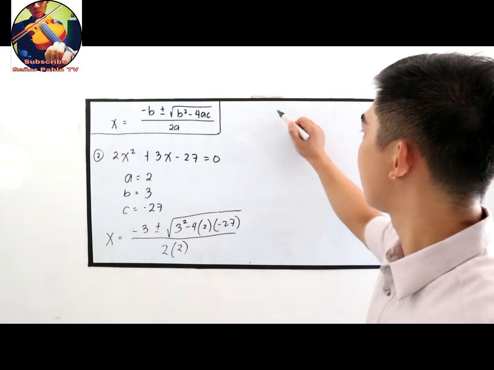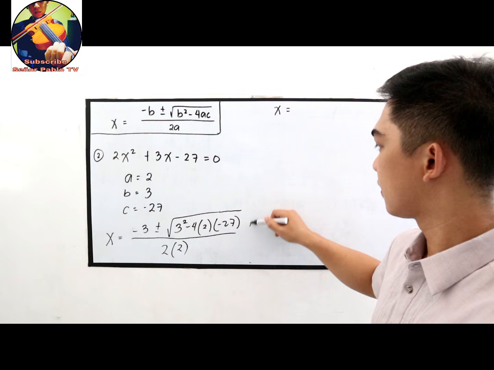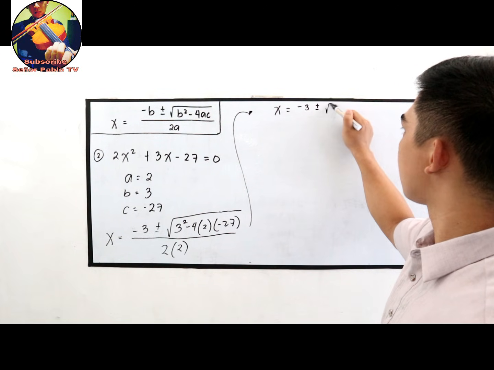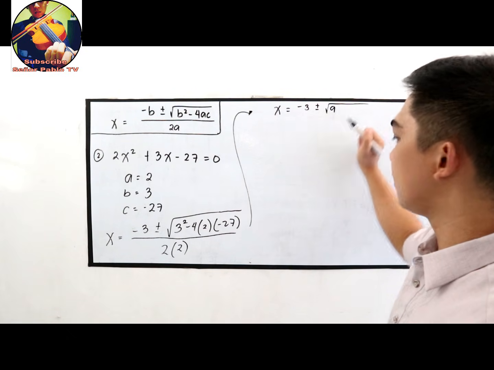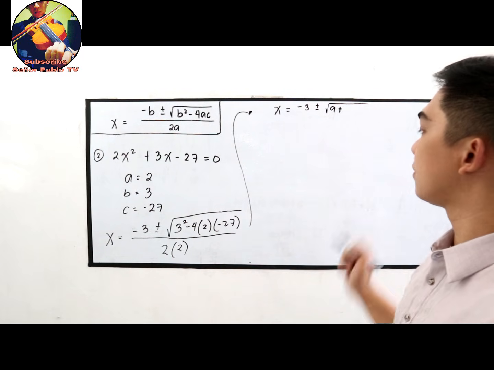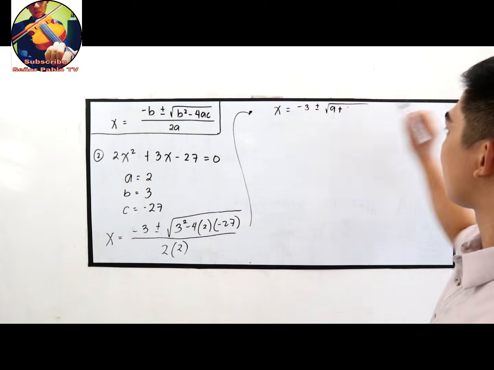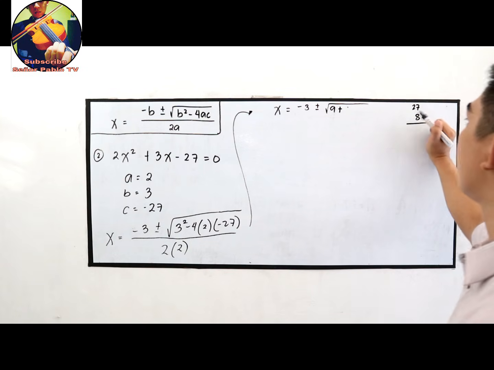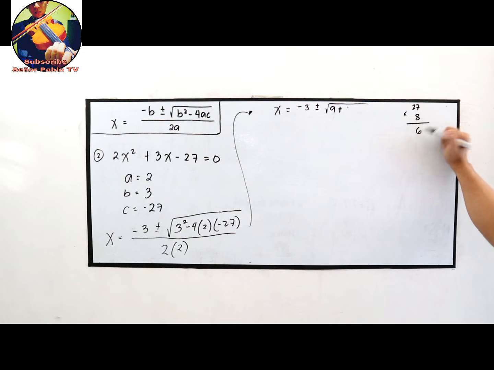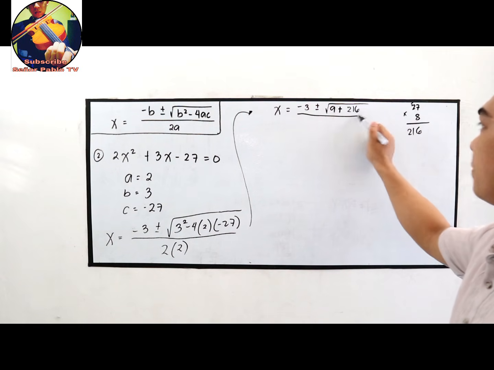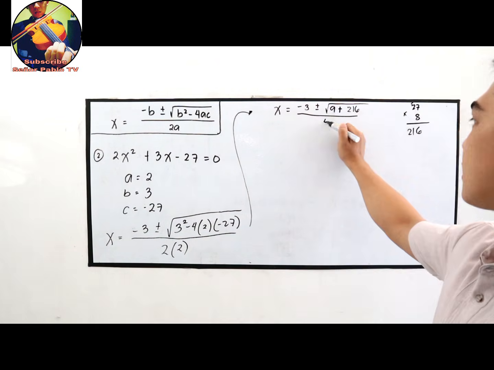Then, simplify na natin. So, x is equal to negative 3, positive negative square root of 3 square, 9, negative times negative, so positive, 4 times 2, that is 8, 8 times 27, so diretso na natin, 27 times 8, so 8 times 7 is 56, carry 5, 8 times 2, 16, plus 5, 21, so 216. All over 2 times 2, that is 4.